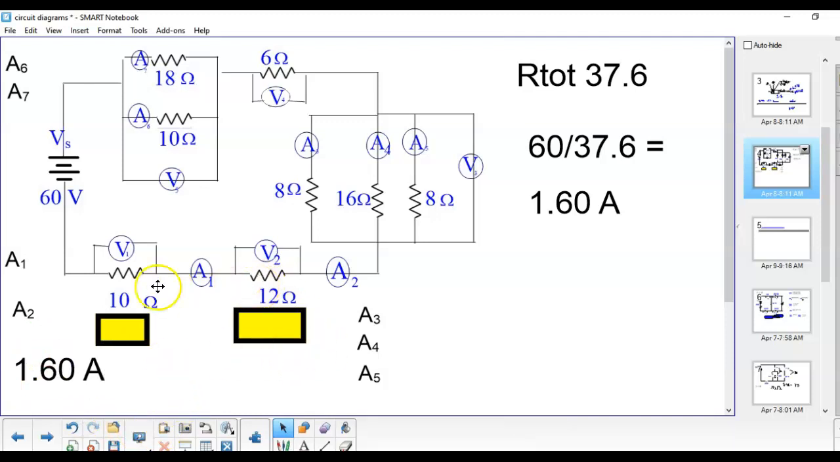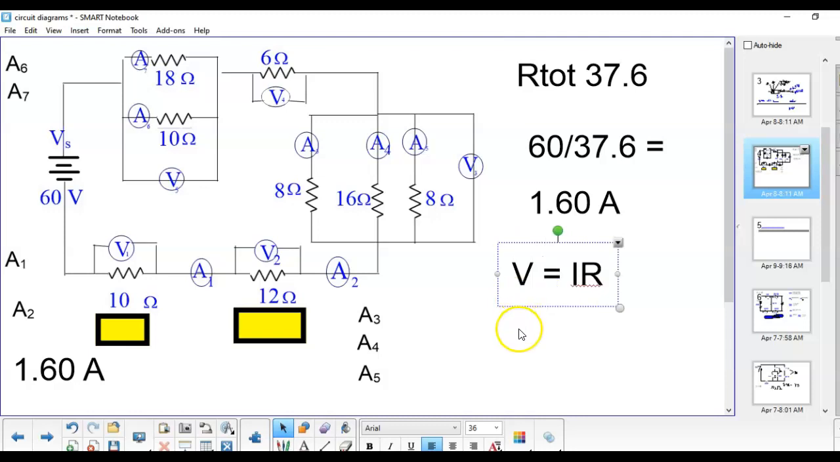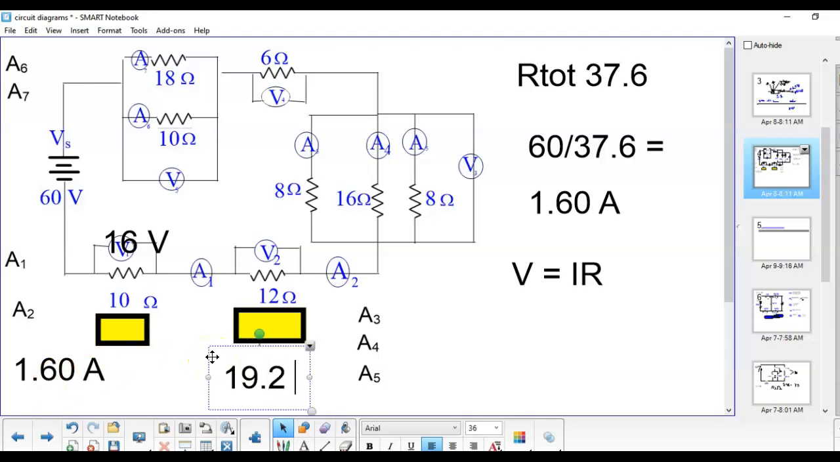Now, let's work on these voltmeters. Remember, voltage is current times resistance. So, if we take the current of 1.6 times the resistor value of 10, we get a voltage here of 16 volts. Do the same process here. We're going to take 12 times 1.6 and get 19.2 volts.